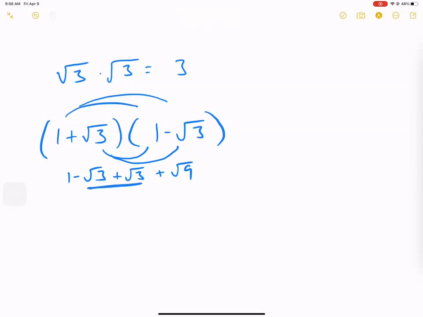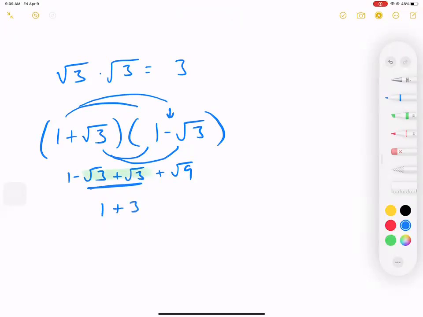These guys are always going to be plus and minus versus each other, because when you make the conjugate, you change that middle term from a plus to a minus, or from a minus to a plus. And then these always cancel out. Those always cancel out. And what's the square root of 9? The square root of 9 is 3. So it's 1 plus 3, and the answer is 4 here. By combining this crazy mess, you end up with not a radical answer anymore.